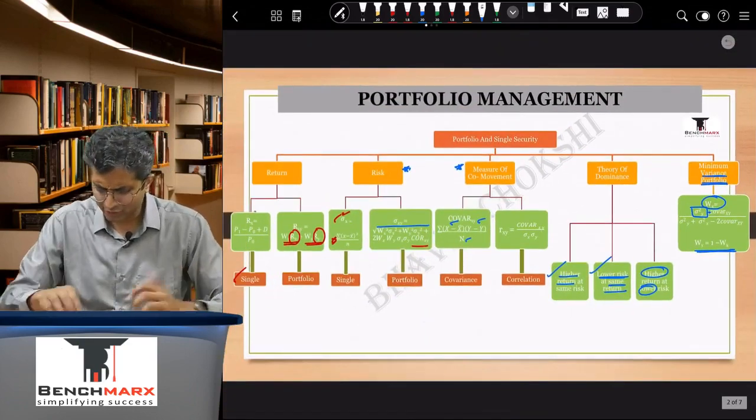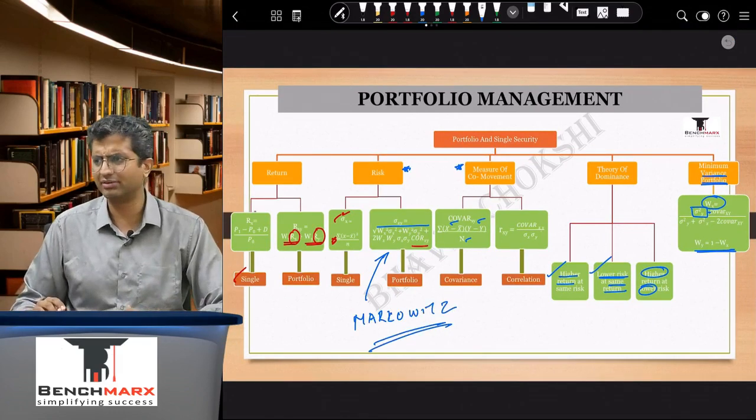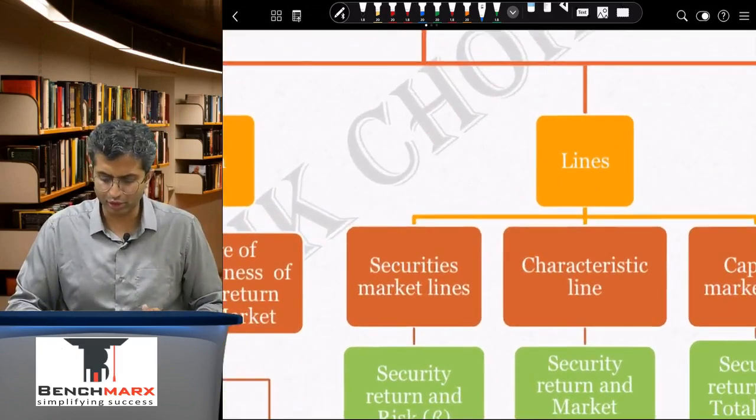So that kind of takes care of this. This formula can also sometimes be referred to as the Markowitz formula for calculating the standard deviation. So that is about the first part of portfolio.